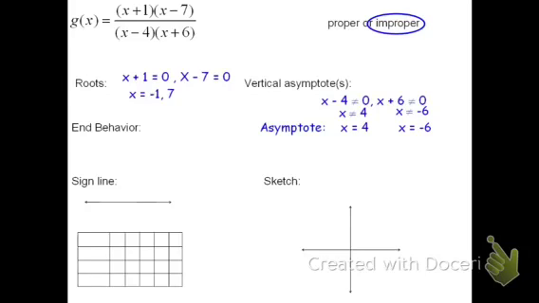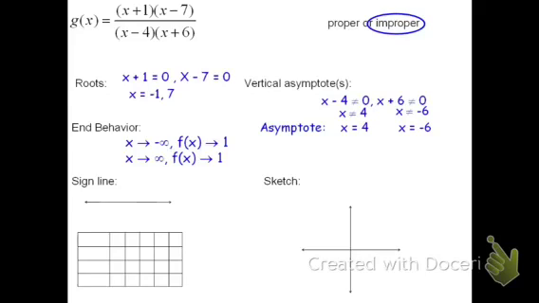To find the end behavior, we're going to use the fact that we have an improper fraction where the degree of the numerator and denominator are equal. Because this is an x squared over an x squared, that reduces to a 1, meaning that the end behavior for both pieces, left and right, are going to be 1s. You're going to have a horizontal asymptote for the end behaviors where y is 1.